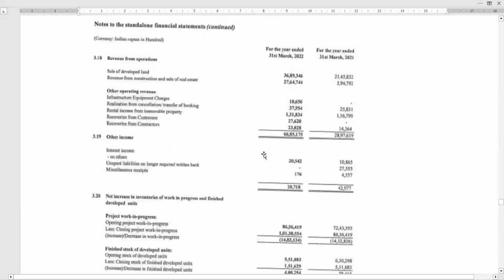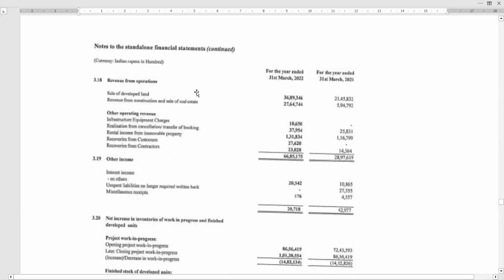You see here, revenue from operations, sale of developed land. By seeing this, without reading their memorandum or articles of association, even a layman can understand that sale of developed land means they are plotting and selling the property. Revenue from construction and sale of real estate means they are constructing some flats and selling those flats, or maybe commercial also. But it is as inventory, not as a fixed asset.